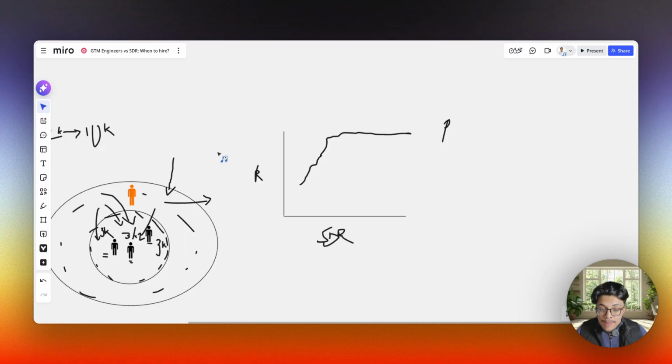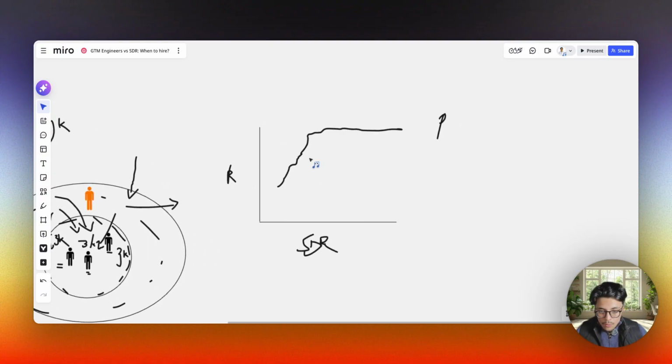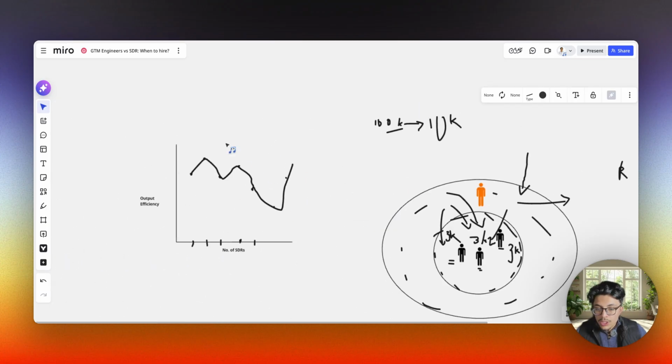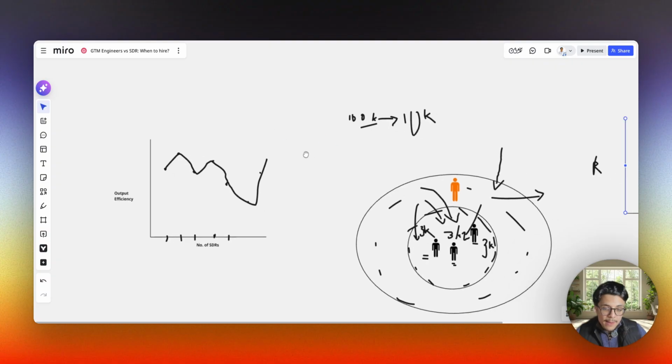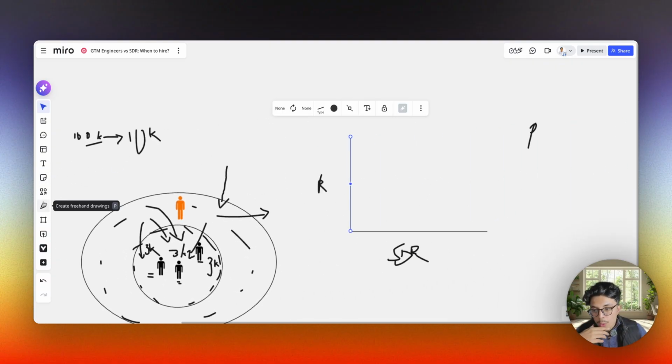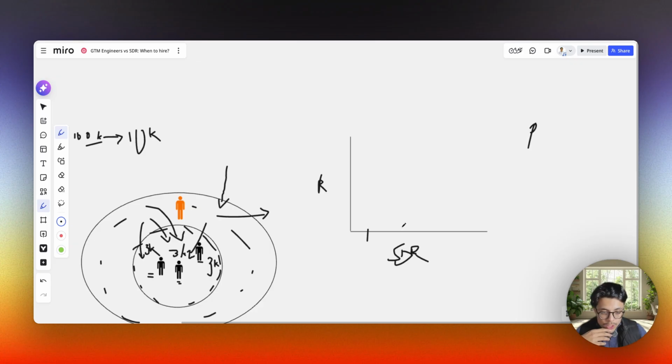And whenever you have a GTM engineer, let me show you something. So this is the number of SDRs and this is the result or the efficiency, right? Now, previously it was like this. It was fluctuating. So sometimes the output was very great and sometimes the output was not that great. So when you have a GTM engineer in the team, when you have 1-2 SDRs, it's going to look like this, right? And it's just going to compound over time.